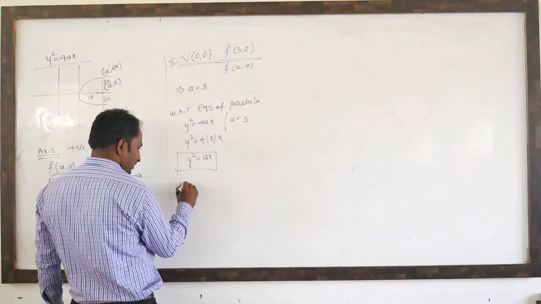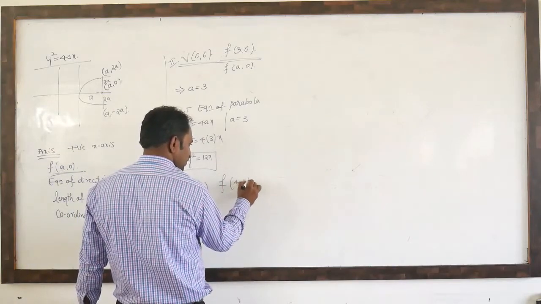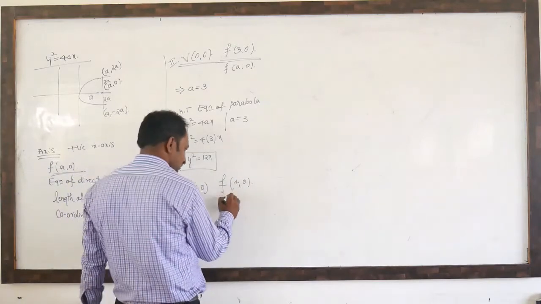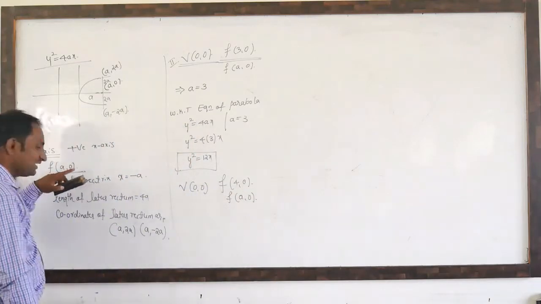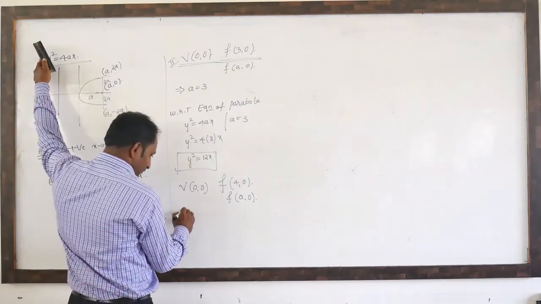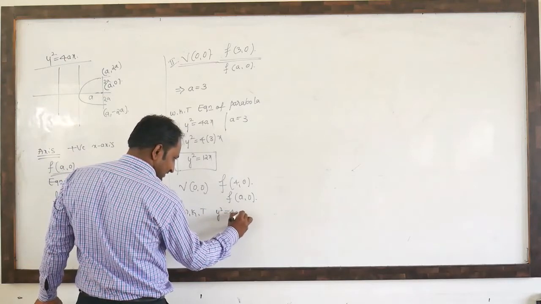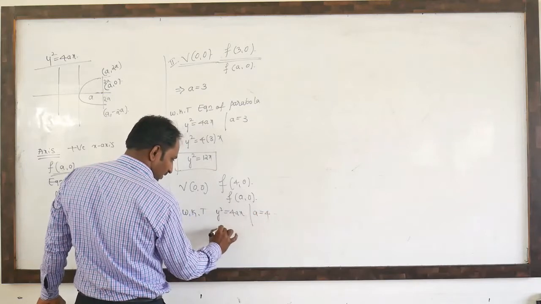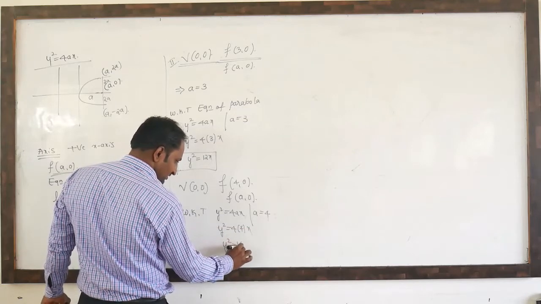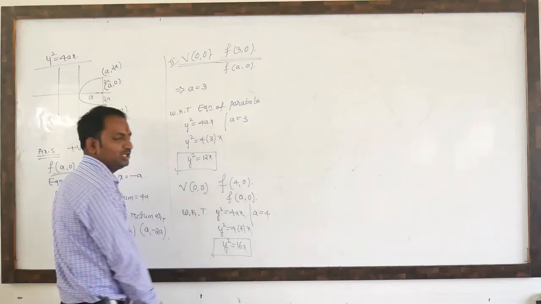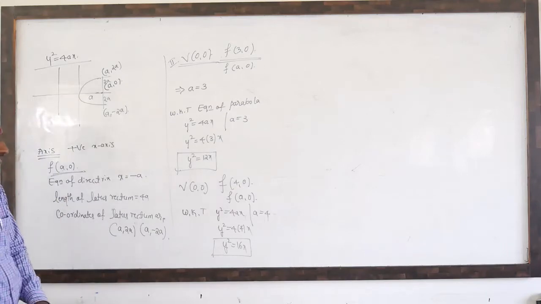Consider another problem: vertex P of 0 comma 0 and focus point 4 comma 0. Definitely compare with a comma 0; the focus point is a comma 0. We know the equation of the parabola is y square is equal to 4ax. The a value is 4, so y square is equal to 4 into 4 into x, y square is equal to 16x. This is the equation of the parabola belonging to the positive x-axis.